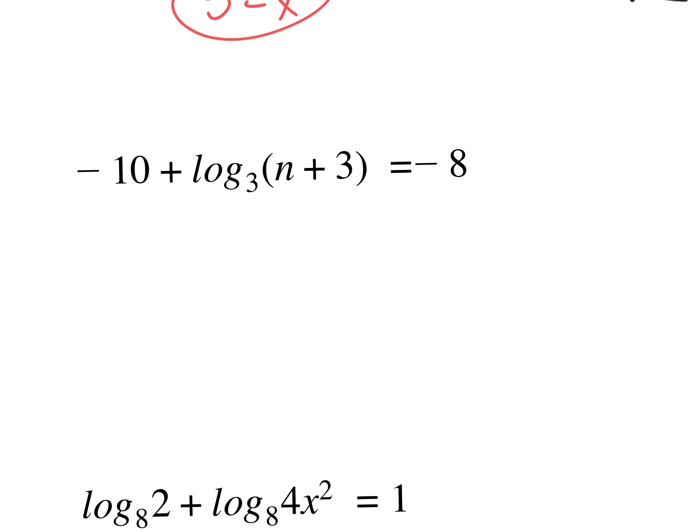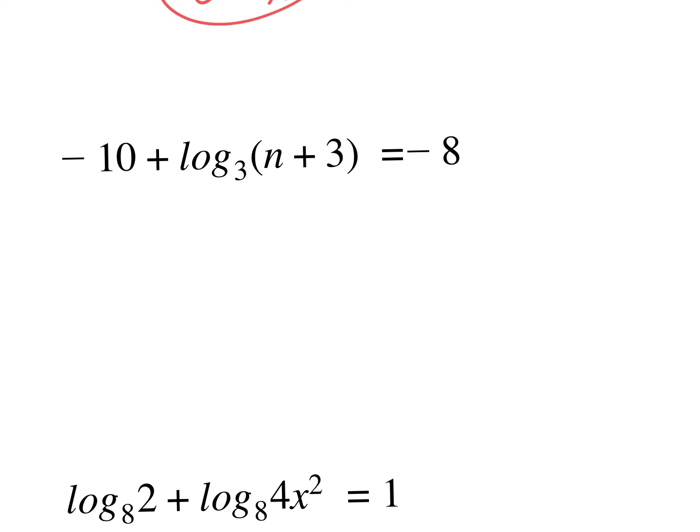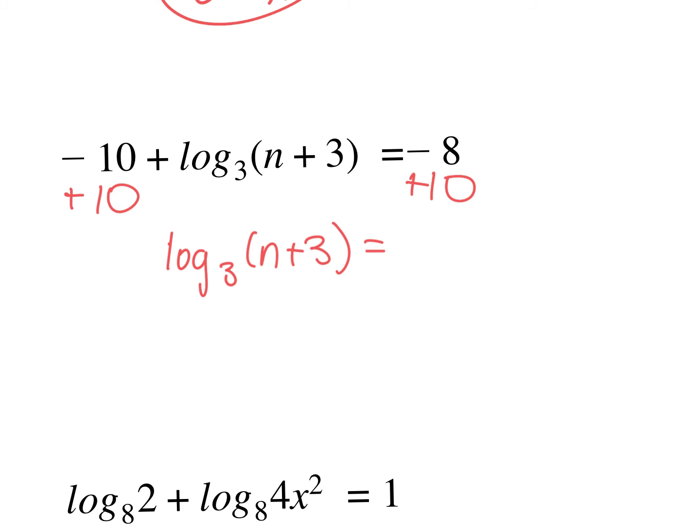All right, is this log by itself? No. What's hanging out that shouldn't be hanging out? The negative 10 in the front. How do I move it? Yep, since it's a subtraction, since it's minus, we're going to add it. Good. So we end up with log base 3 of n plus 3 equals negative 8. Yep, you should get 2.